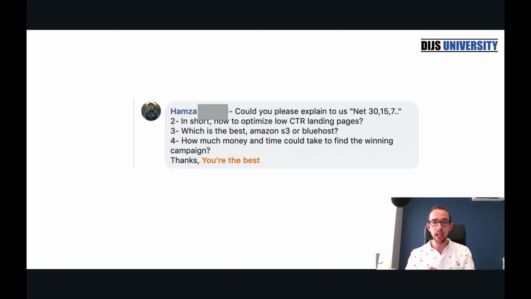Now you know how the net payments work. Now you know how to optimize low CTR landing pages. You know what is better, Amazon S3 or Bluehost. It doesn't really matter, loading speed matters. And you know that there's no answer to your fourth question.